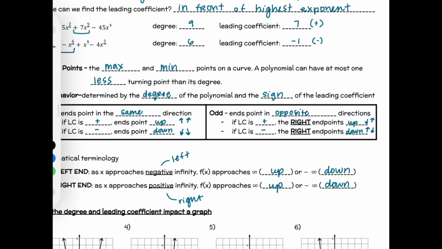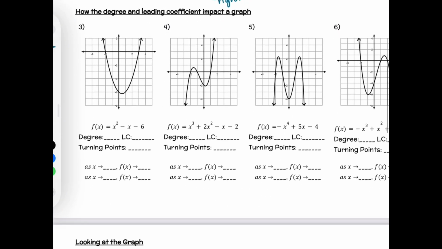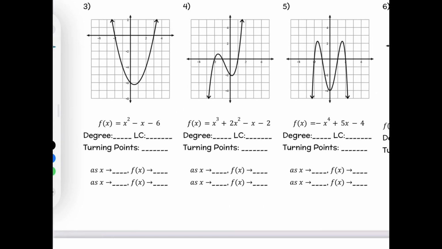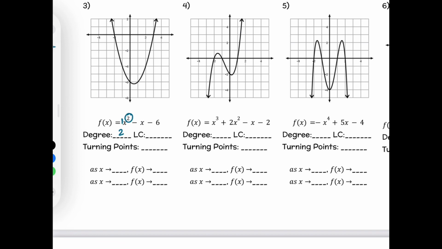All right, so looking at a graph, we need to figure out a lot of information just from all this knowledge that we just talked about. So looking at number 3, we're looking for the degree. The degree is going to be the highest exponent because we're in standard form. So in this case, it would be 2. In front of that degree, we just have a 1. So our leading coefficient is positive. So turning points, we're looking at how many times does our graph switch directions. So that happens once, and it happens at the minimum. So we'd have 1 turning point.